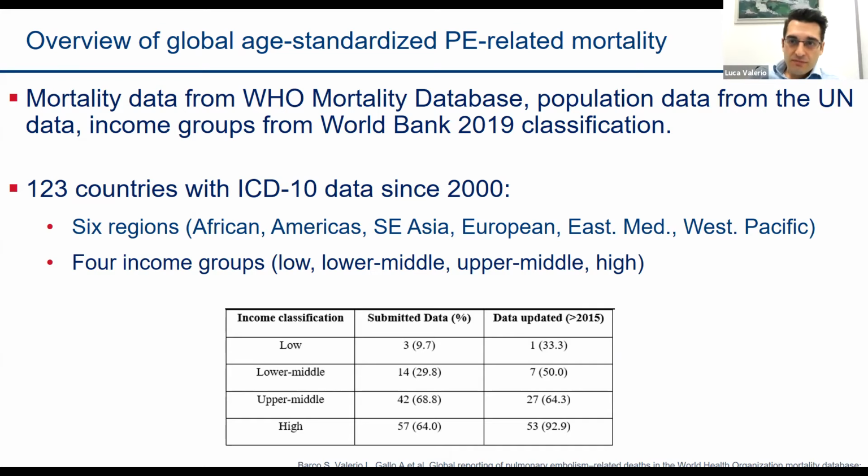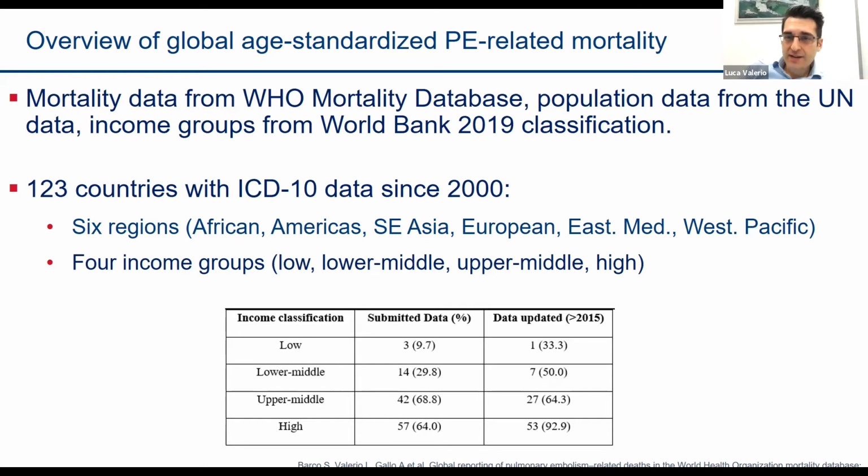However, this analysis was relatively complex because, in order to calculate age-standardized mortalities, we also need population data, which we drew from the United Nations data sets. And we also wanted to check whether there were associations with income levels across countries, and we derived this information from the World Bank data. So we merged information from several large data sets.